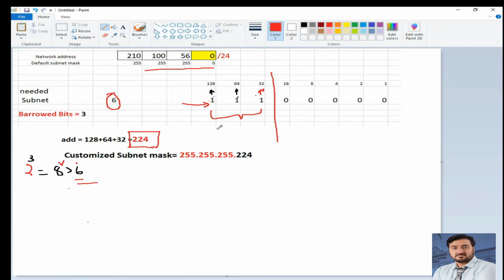This is for the network. We borrowed 3 bits for the network. So this is for the number of subnets. Number of subnets means 8 subnets, and this is the number of hosts.